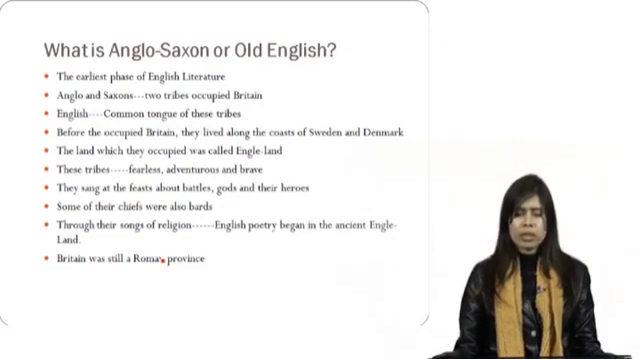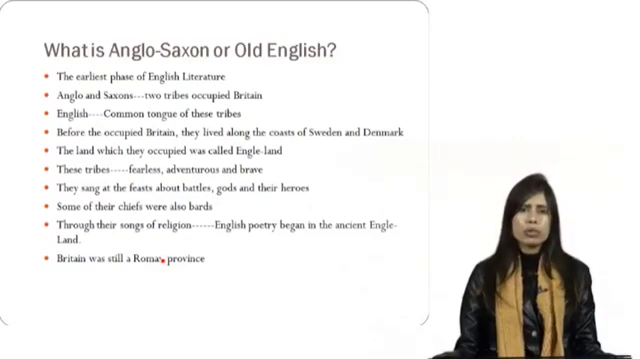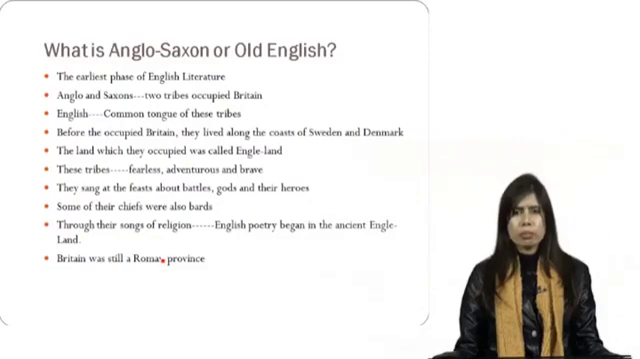So here, my dear students, you can see that poetry was basically a source of expressing their religious thoughts. Through their songs of religion, they used poetry in their religious songs. With the passage of time, English poetry began in ancient England as well. It was very popular among the masses over there, and they all used to sing their religious songs in the English language.